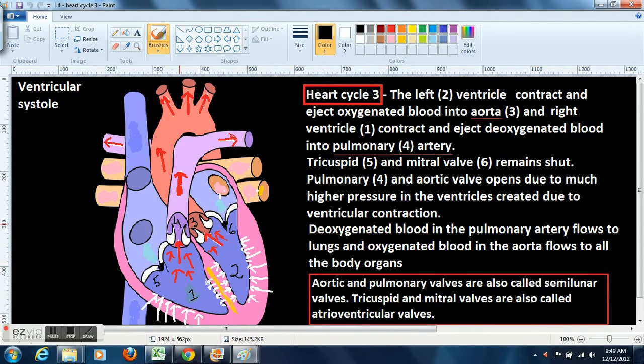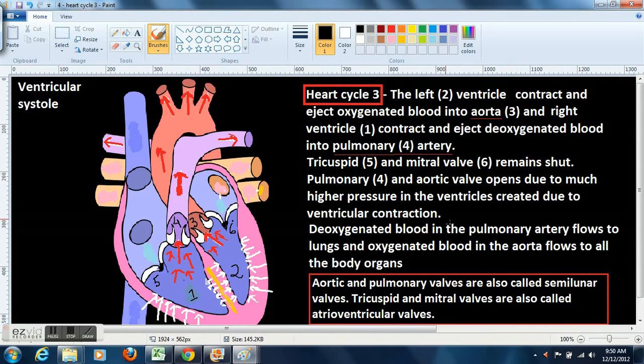Okay. Now the pulmonary and aortic valves open, that is 3 and 4. This will ensure the blood flows from ventricle to artery, that is from left ventricle to aorta and right ventricle to pulmonary artery. Deoxygenated blood in the pulmonary artery flows to the lungs, and oxygenated blood in the aorta flows to all the body organs.